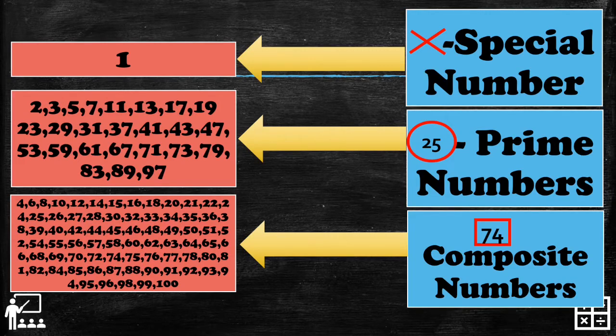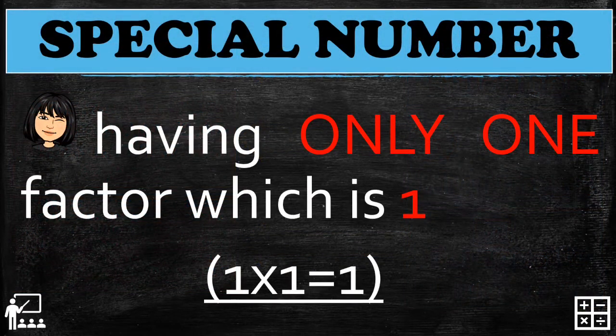So what is a special number? A special number has only one factor, which is 1. As you can see on the bottom, 1 times 1 equals 1. The only number that you can see is just 1. So 1 is a special number.